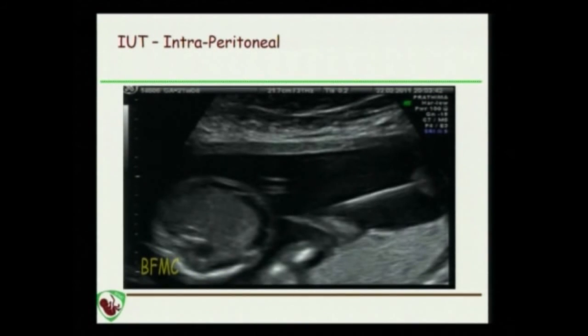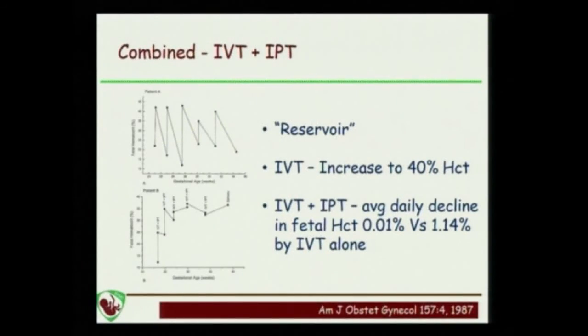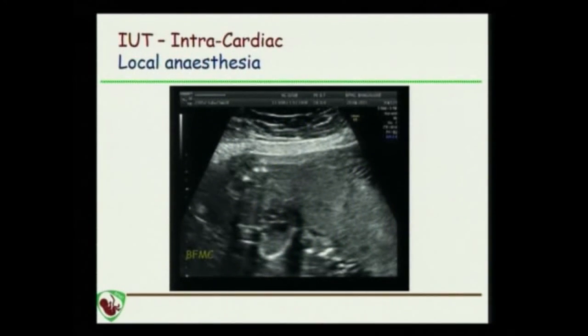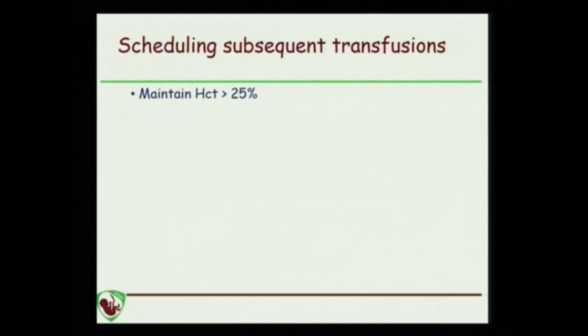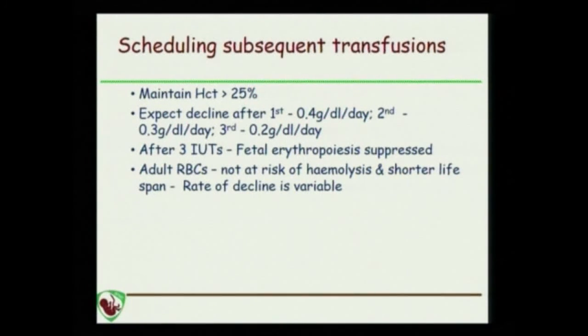And it can be intraperitoneal. This is very early, where it's less than 18 weeks. Intraperitoneal is another method. You can also do combined IVT and IPT, whereas you do some amount intravenous, some amount intraperitoneal, which acts as a reservoir. So the fall in the hemoglobin will be slower, so the next transfusion can be later. Even intracardiac has been done. Subsequent transfusions are based on the rate of fall. It's about 1% per day after the first transfusion, and with increasing number of transfusions, the fall slows down, because all the erythropoiesis gets suppressed, and all the blood cells are now donor cells.